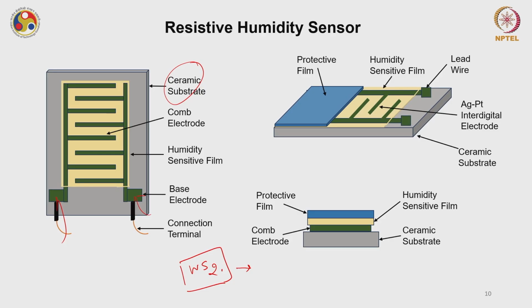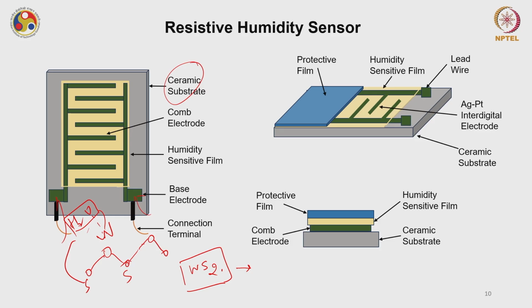So WS2: the structure of WS2 is very simple. You have a tungsten atom and two sulfur atoms. Similarly, you can draw a side view of this structure, something like this. This I am calling tungsten, and this I am calling sulfur. Now when water molecules come in contact with this, it tries to make van der Waals force, or sometimes hydrogen bonds, between the tungsten and H2O, or even with sulfur.